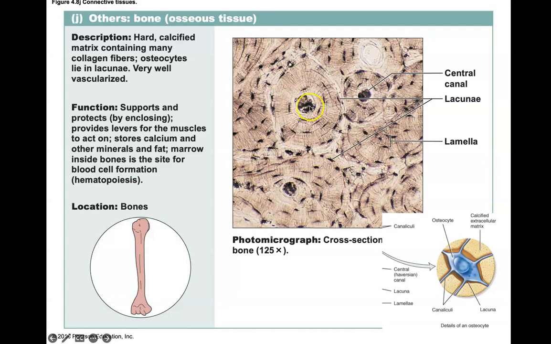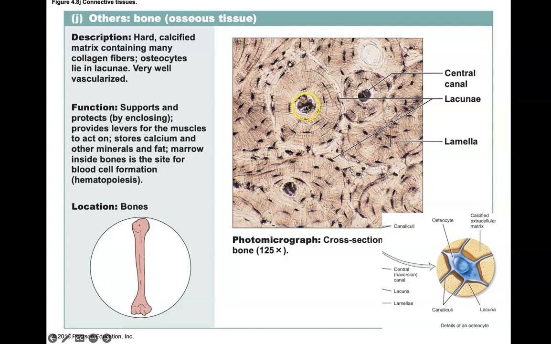So what ends up happening is nutrients can get passed from here, the haversian canal, through these canaliculi to this osteocyte, and then through these canaliculi to this osteocyte, and then through these canaliculi to this osteocyte, way out here. Those canaliculi are very, very important. This is the way it transports nutrients and also gets rid of waste.